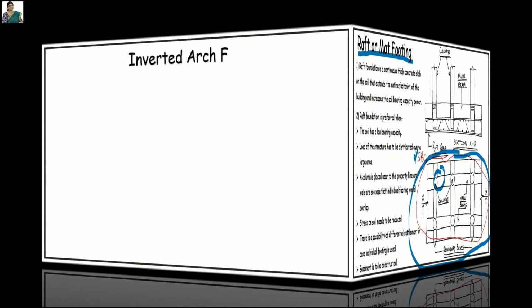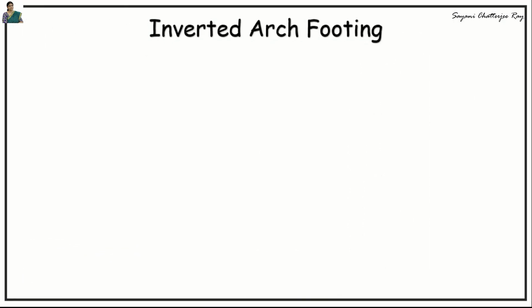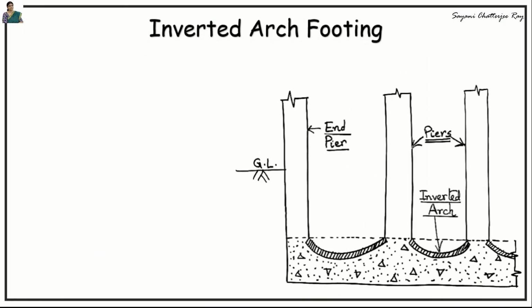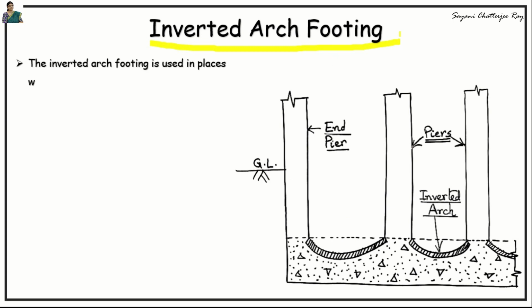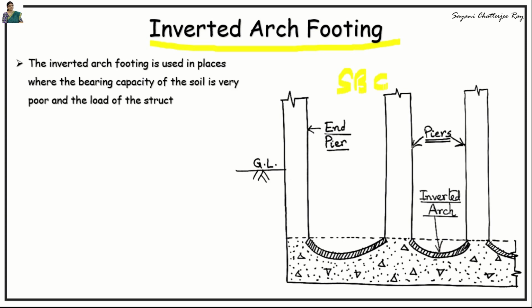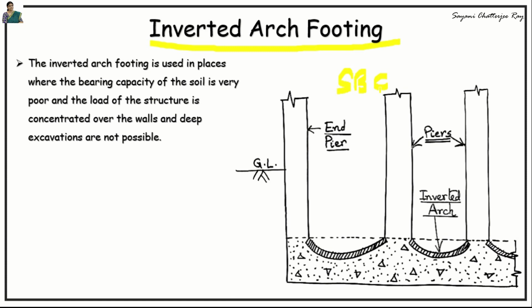Fifth and the last type of shallow foundation is inverted arch footing. So first of all, let's see the diagram. Inverted arch footing is generally used on soft soils to reduce the depth of the foundation. This type of footing is also used in such places where the SBC or the soil bearing capacity is very poor and the load of the structure is concentrated over the walls and where the deep excavation is not possible.